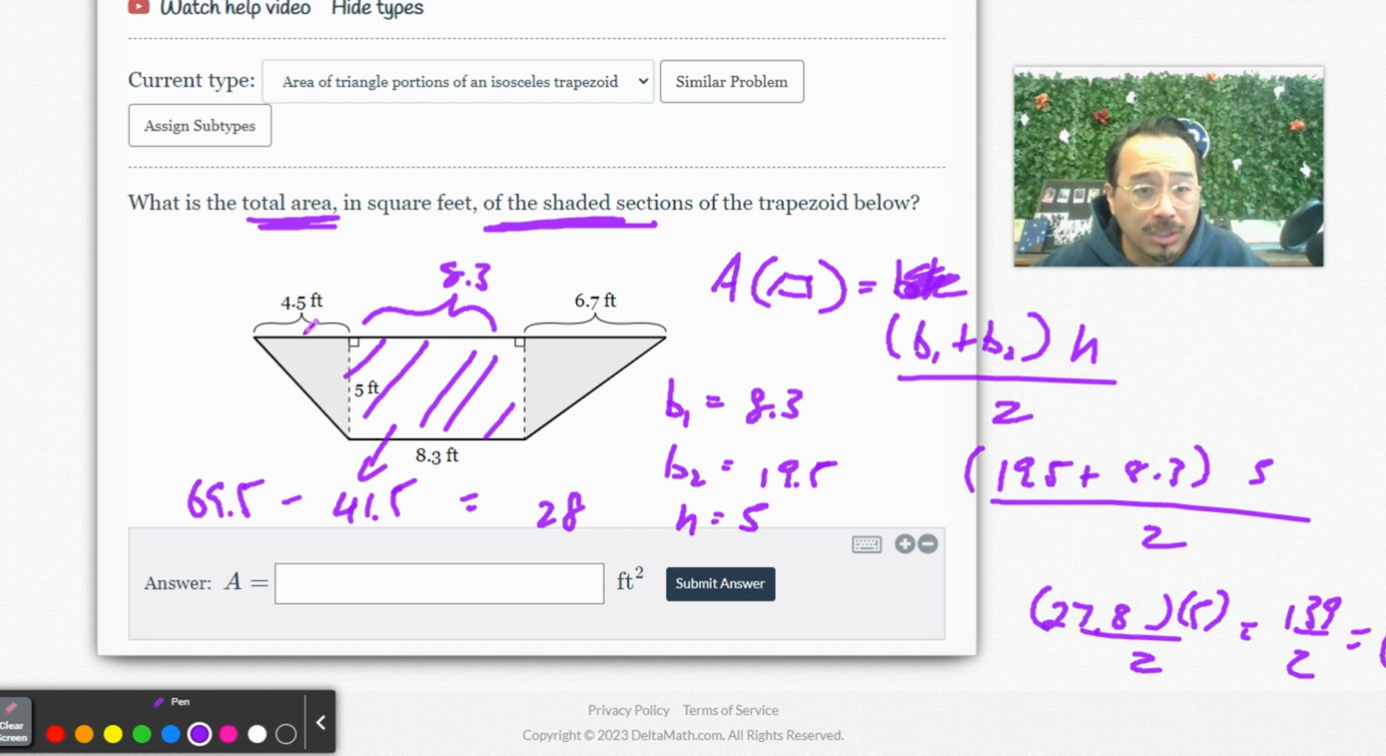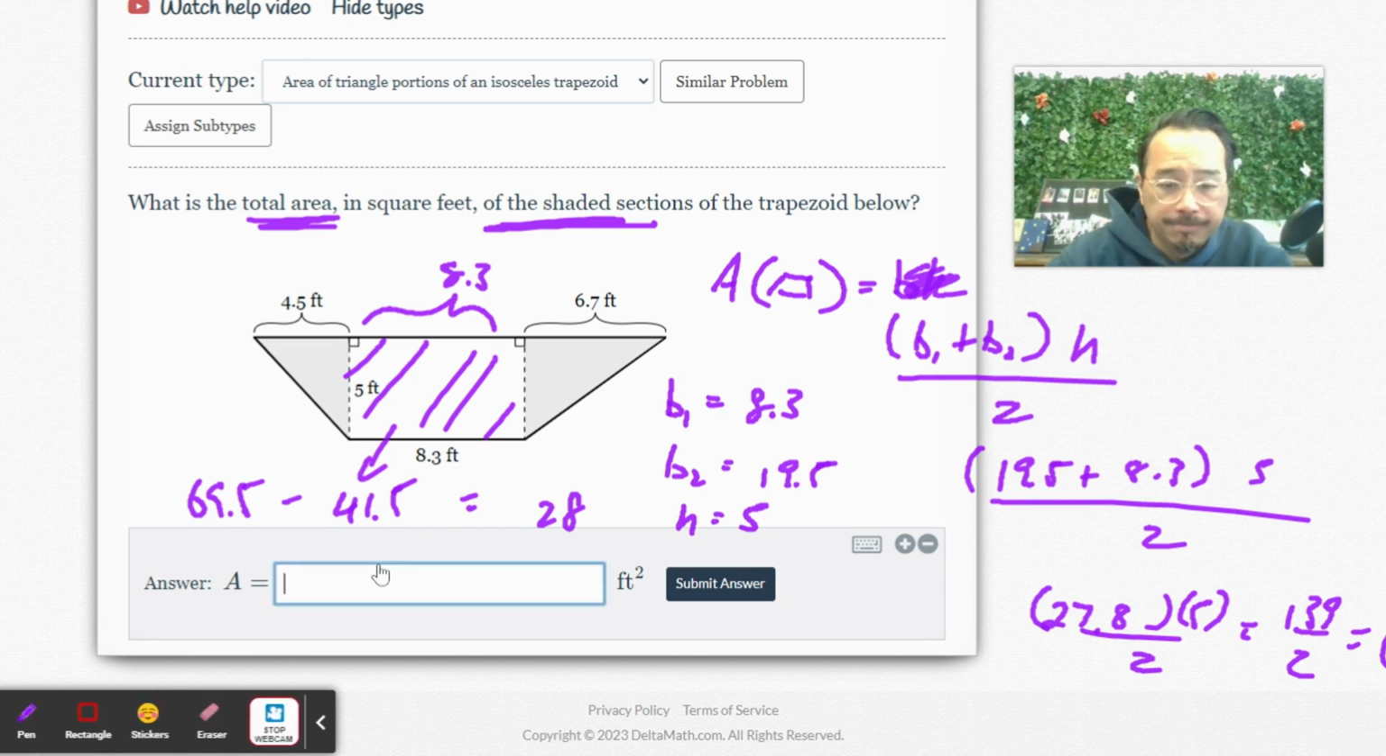Let me double check the method. Base one plus base two times the height divided by two. Yep, the math should be okay. Subtract the rectangle out, which gives 28. Let's hope I'm right.